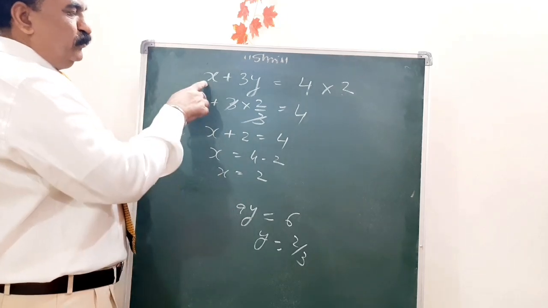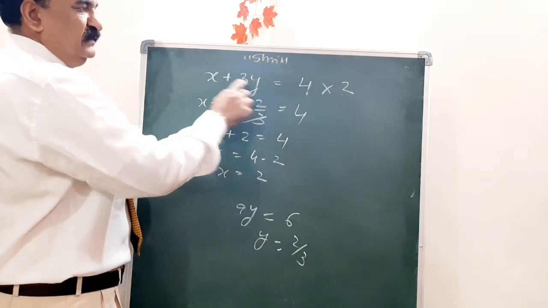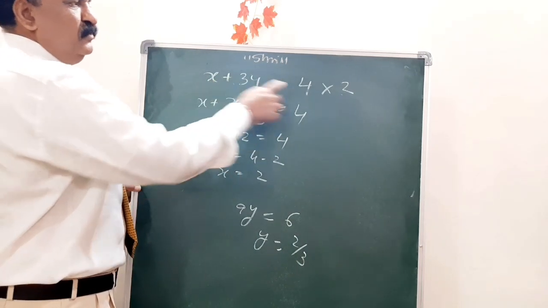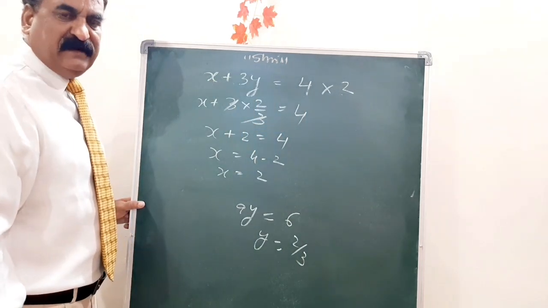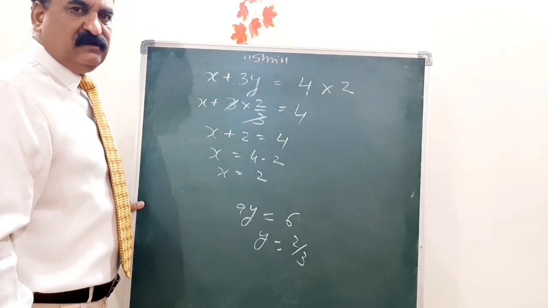x is equal to 2. Put here 2 plus 3 into y, which is 2 by 3. 3 will get cancelled. 2 plus 2, 4. So our answer is right. This is called the method of elimination.